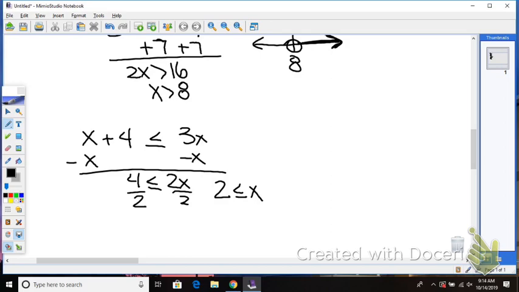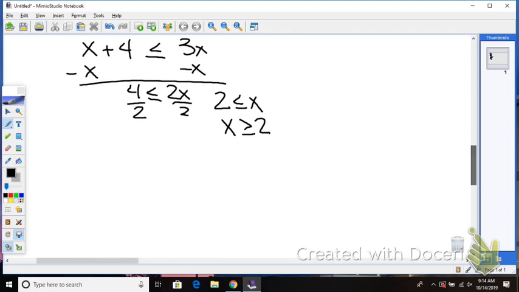When you go to graph this, flip it around so x is on the left-hand side. So I have x is greater than or equal to 2. Otherwise, people tend to graph it wrong. Is that easy enough? Okay, I'm so glad I saved this for the very end of this chapter.